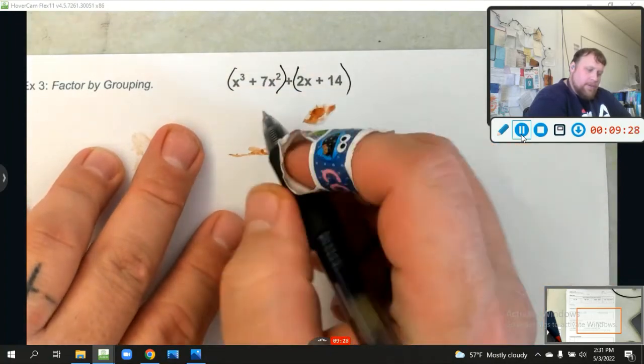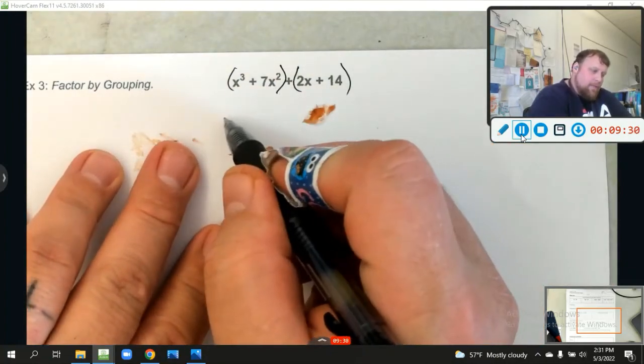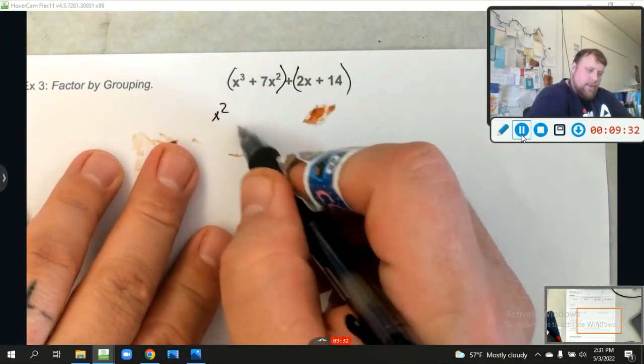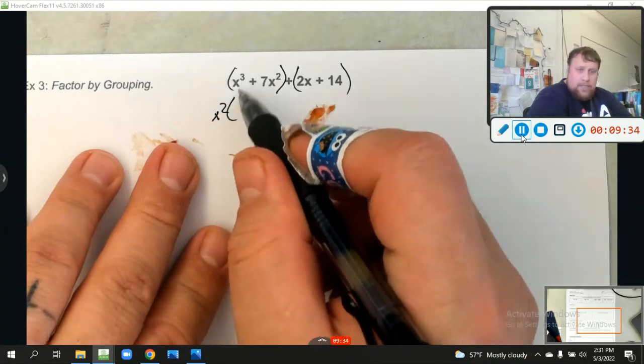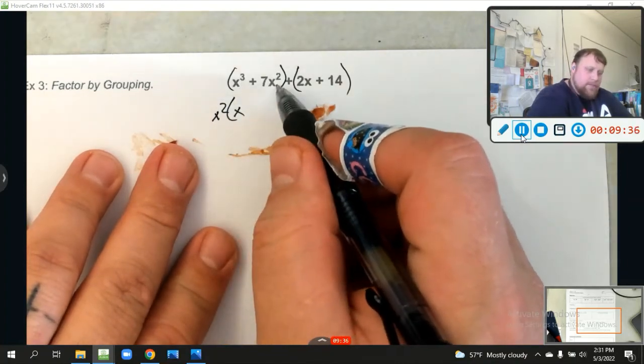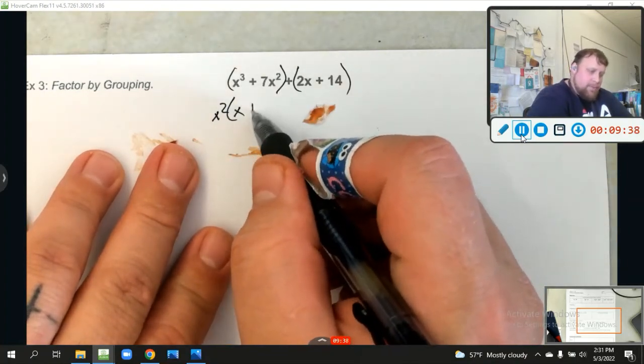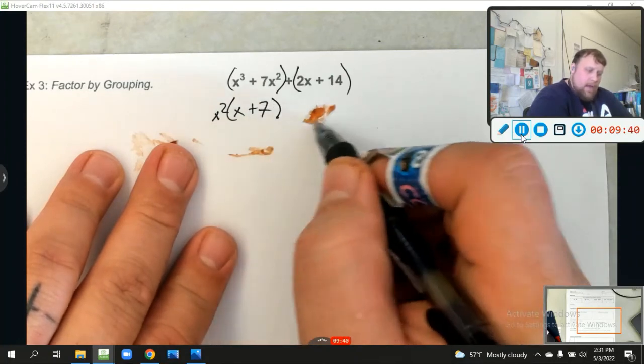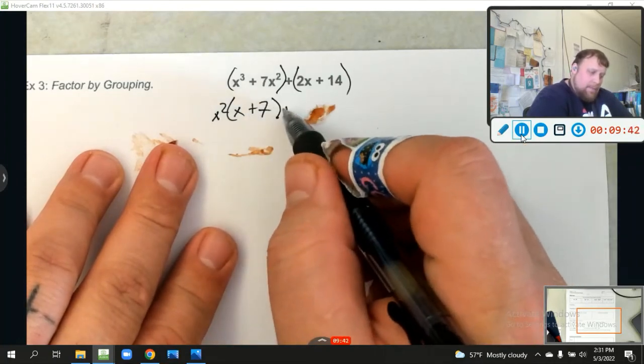Are you ready for this? What can I pull out of here? I can factor out an x squared. And what am I left with? Take an x squared out of x cubed, I'm left with x. X squared out of 7x squared is left with plus 7. And then I'm going to have plus.